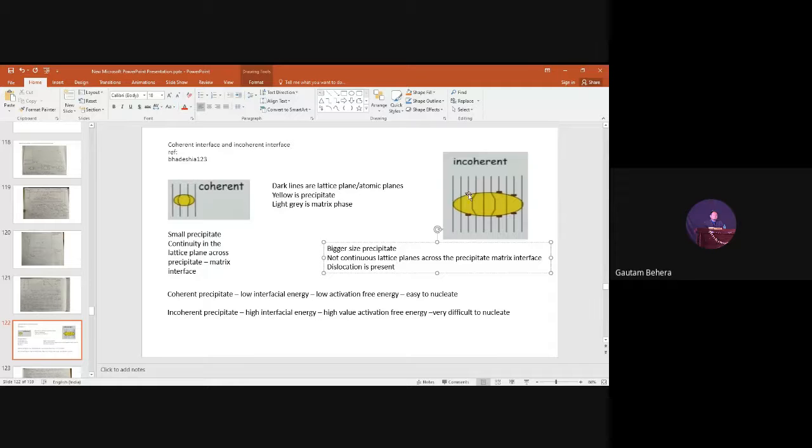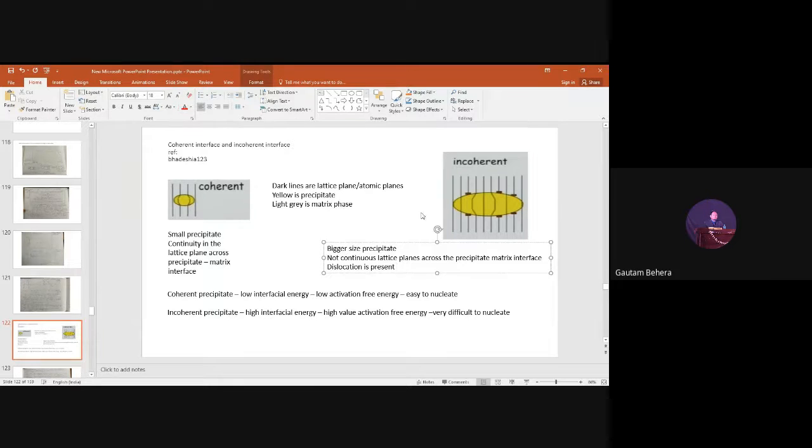Where there is discontinuity, there is an extra half plane of atoms here, and an extra half plane of atoms here. There is a discontinuity, right? There is no continuous plane here. Here also there is no continuous plane. Some planes are there, but we are having dislocations across the interface. So this is the difference between coherent interface and incoherent interface, or coherent precipitate and incoherent precipitate.